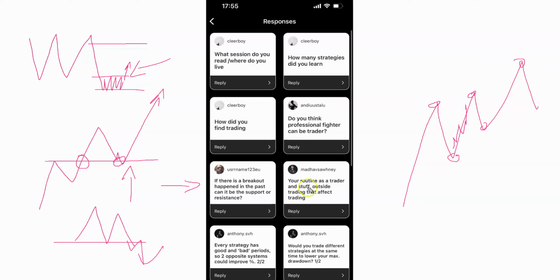Your routine as a trader and stuff outside of trading that affects trading. Well, I believe everything outside of trading actually affects your trading performance. It doesn't matter if you're having an argument with your spouse. It doesn't matter if you've got shit going on in your personal life. Even coming down to willpower.